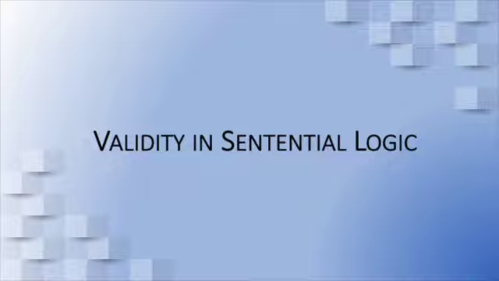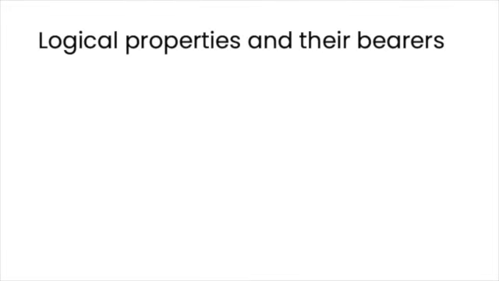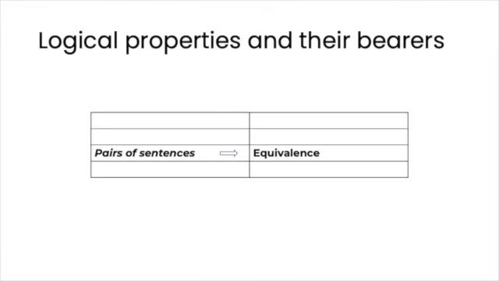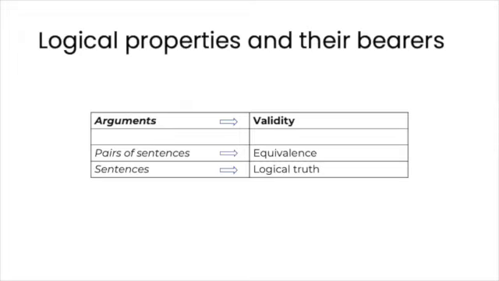Hello. So far, we've discussed two important logical properties. One of them is logical equivalence, which applies to pairs of sentences. The other one is logical truth, together with its partners, logical falsity and contingency, which apply to individual sentences. Now we're going to focus on arguments, since we're going to discuss validity.